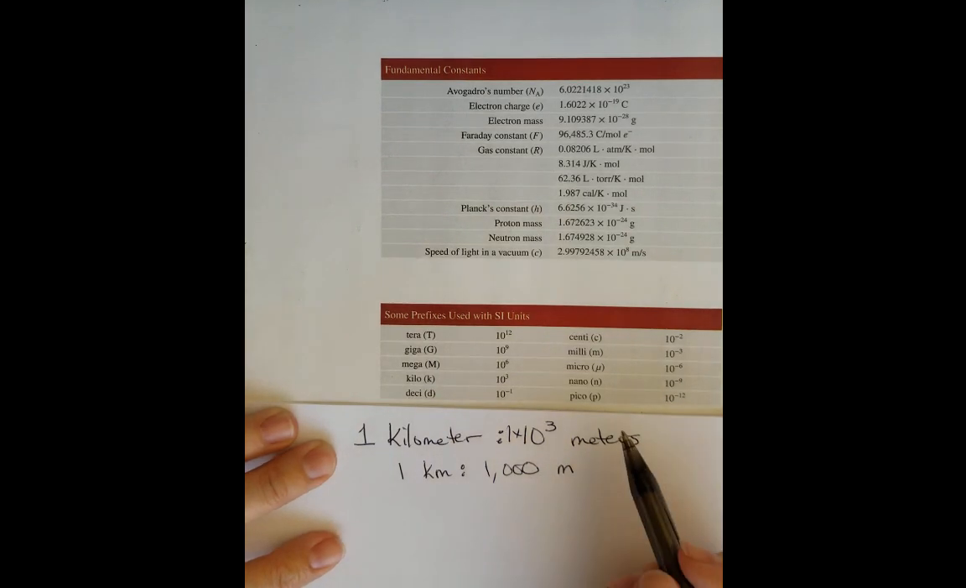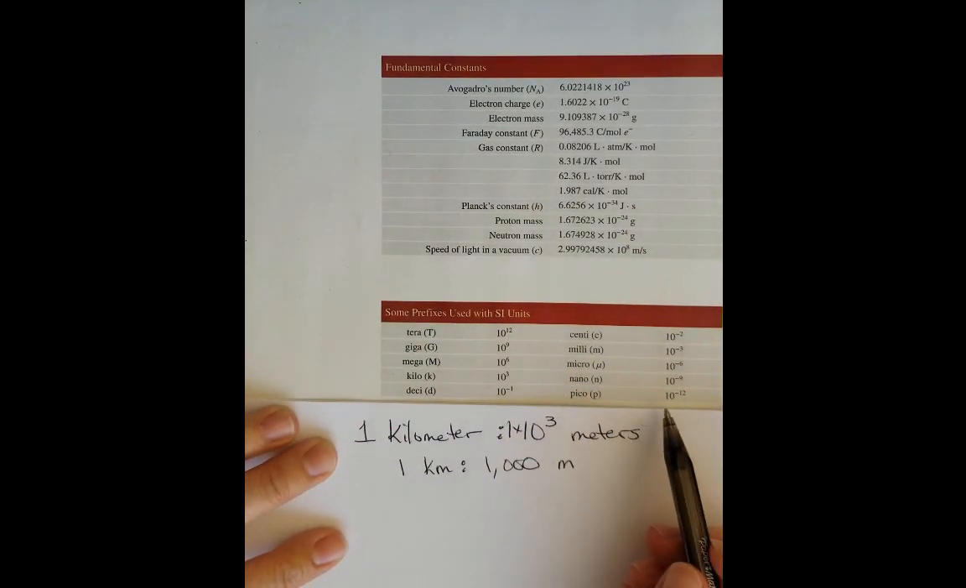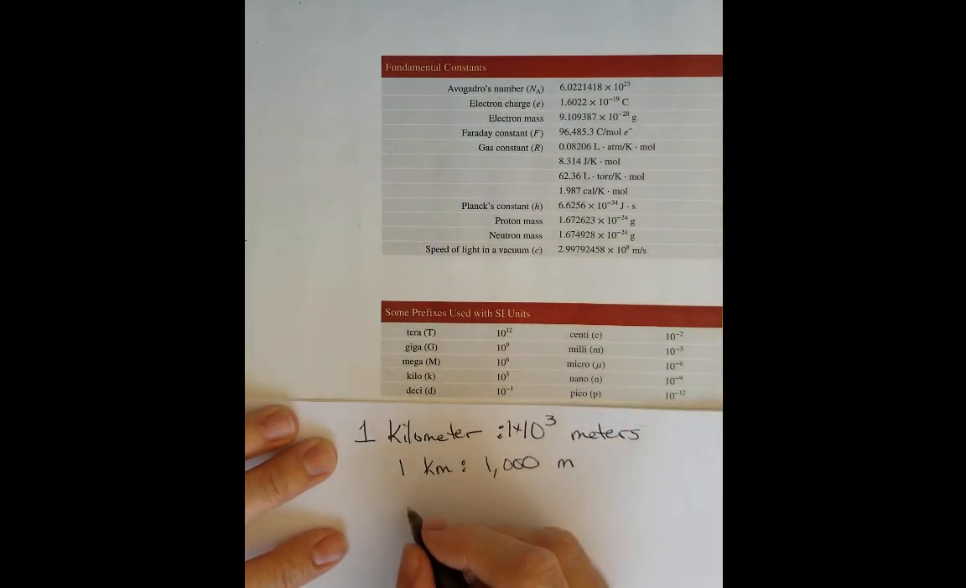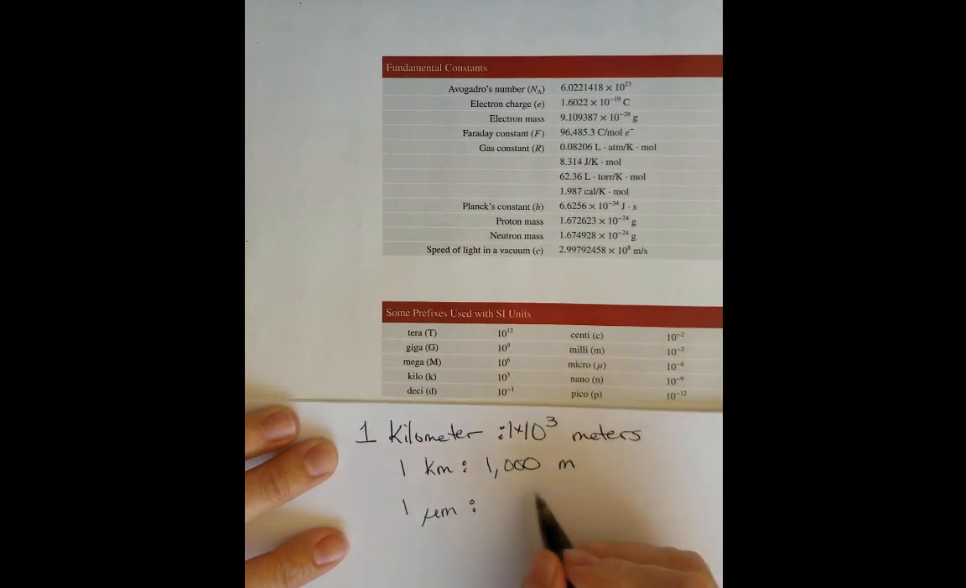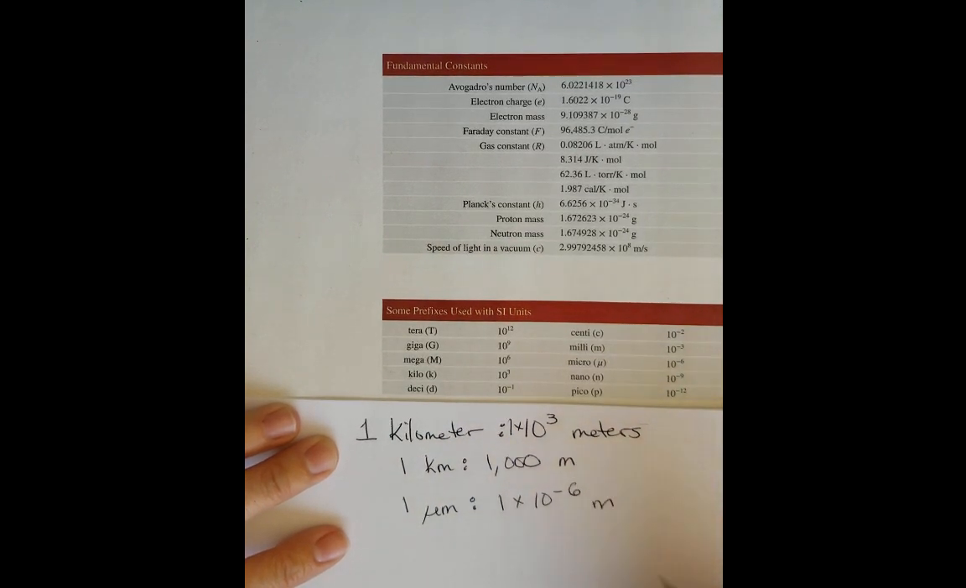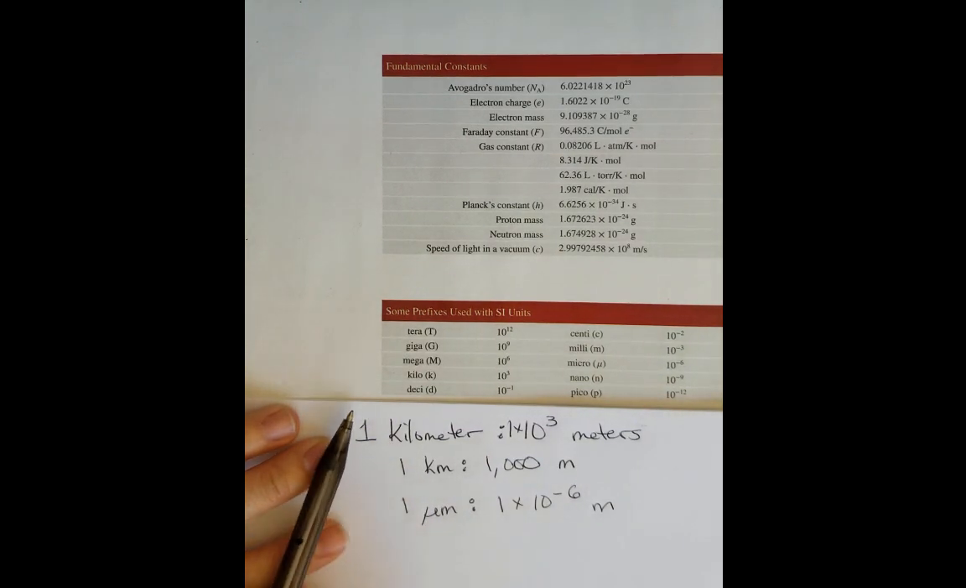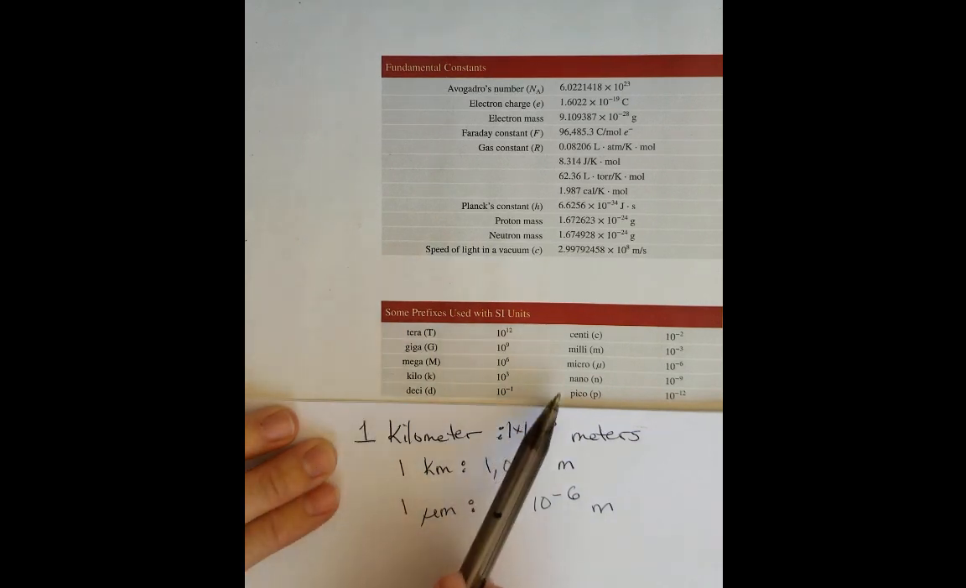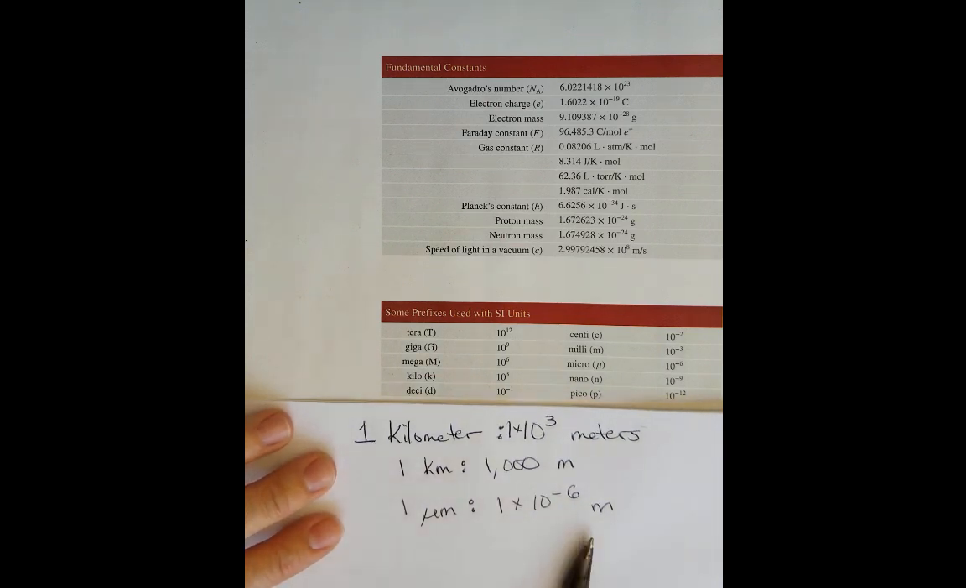Similarly, when we're looking at these smaller units, if we pick something like micro, so if we wanted to talk about a single micrometer, 1 micrometer is really small. It's only 1 times 10 to the negative 6 meters. So that's how this table works. This table actually has an invisible 1 in front of whatever the prefix is, and whatever this number here is actually goes in front of the meters. That's how this table works.